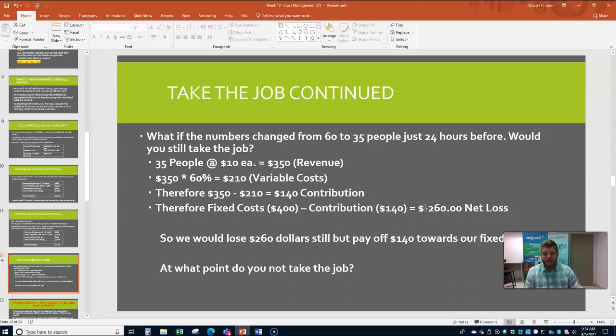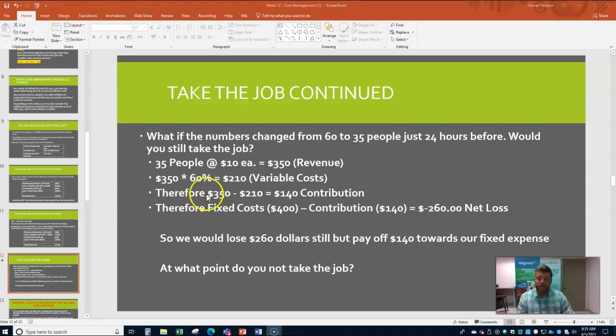Now, that being said, it's still better than the $400 that we would have lost regardless. So we would lose $260 but still pay off $140 towards those fixed expenses. And then you have to ask yourself, at what point do you not take this job? If you made $1, so instead of paying $400 at the end of the day you only had to pay $399 towards fixed costs, would it then be worth it?